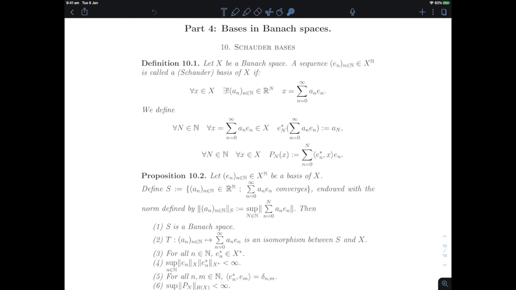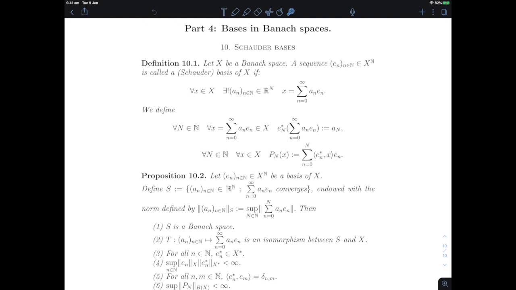Now, associated with that notion, I have two natural objects. I have the functionals that correspond to projecting into the direction defined by the basis vector E_N. So this is a linear map that takes your vector, and any vector can be written in that way, and returns the coefficient in front of E_N. Now we'll see that this defines an element of X star in the next proposition.